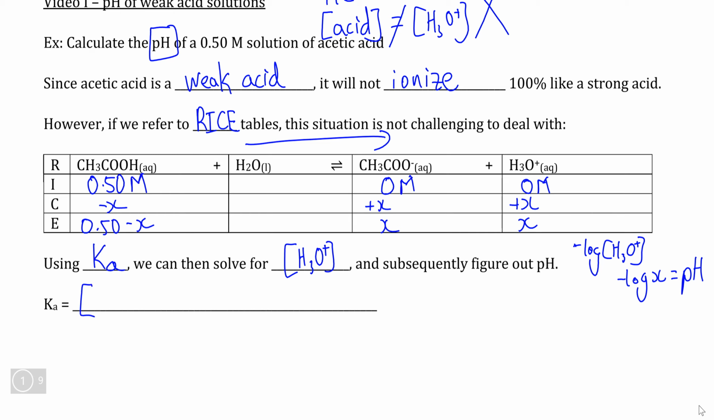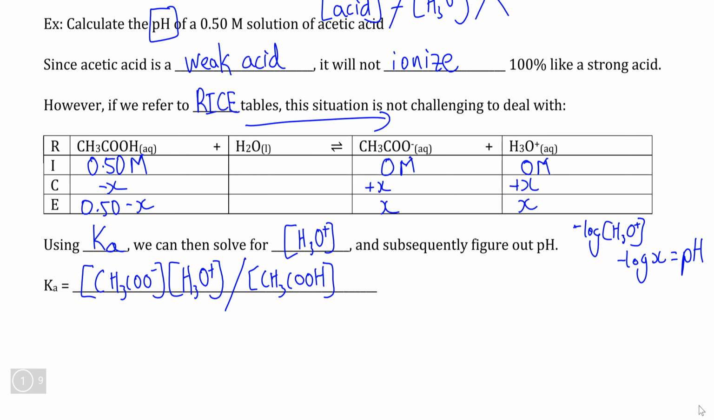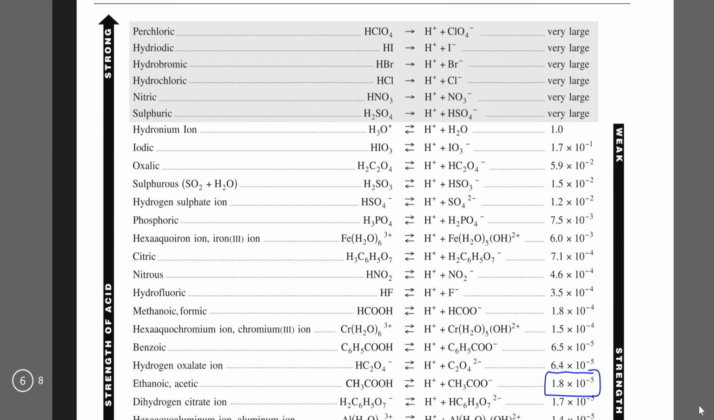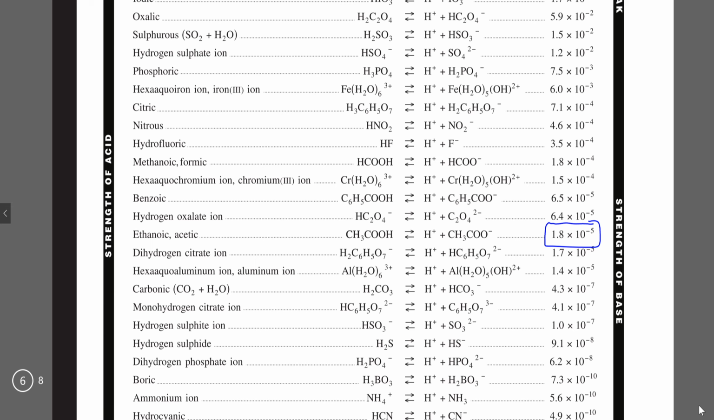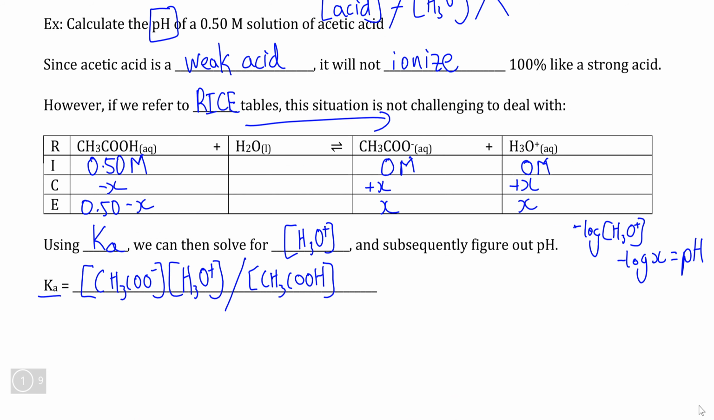We know that the concentration of products are going to be the concentration of the conjugate base acetate times the concentration of H3O+ divided by the concentration of our acid, CH3COOH. And the last thing that we need is the actual numerical value for Ka, which we can find on our Ka data table here, and we can scroll down and find that the Ka for the ionization of acetic acid is 1.8 times 10 to the -5. So let's go ahead and write that in.